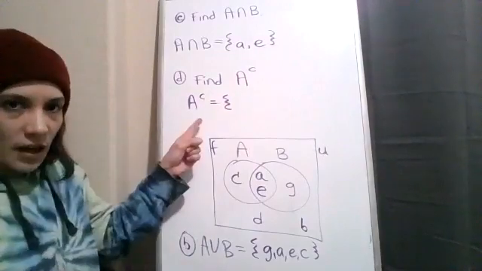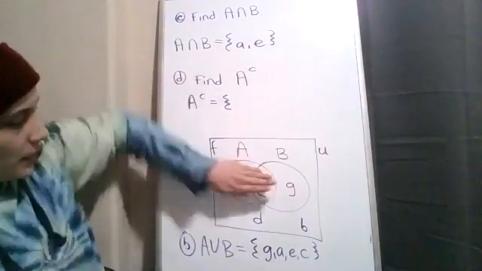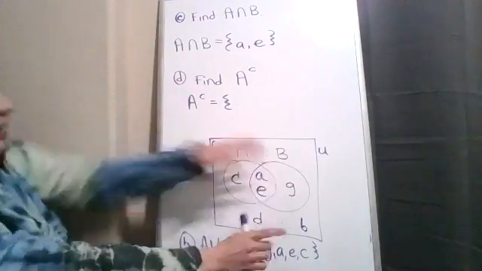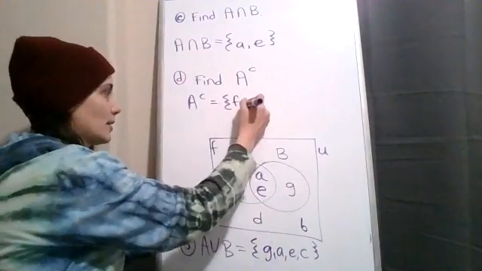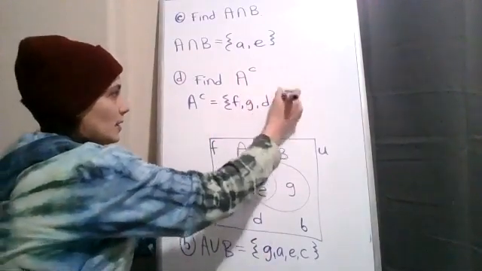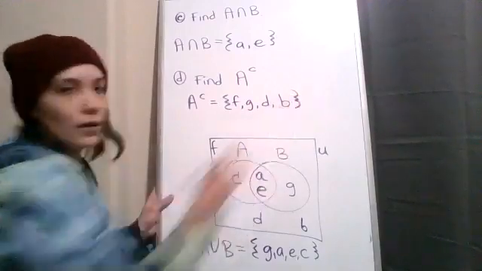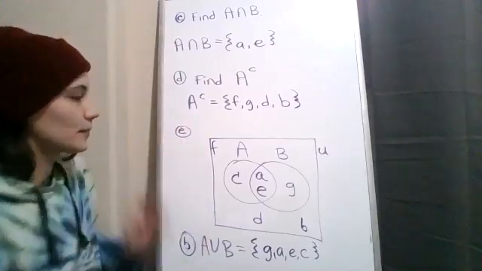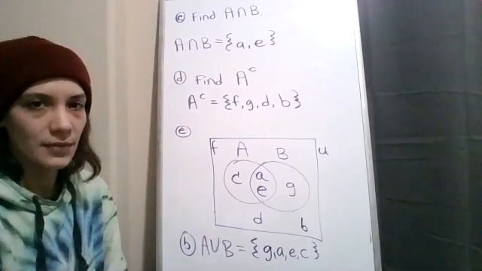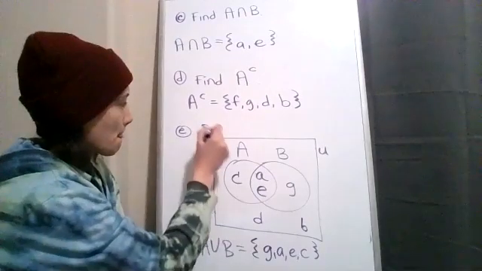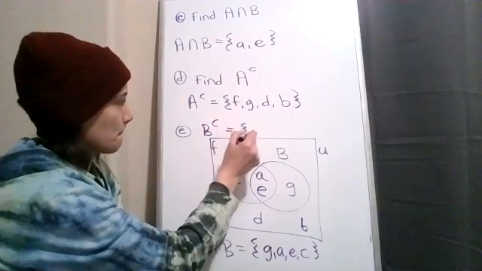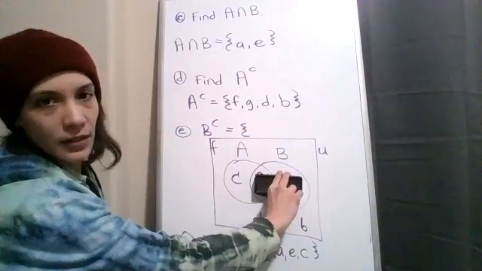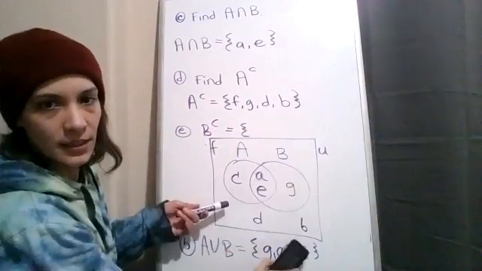Okay, so everything that's not in the set A, and using the picture, we block out set A, which has F, G, D, B. And close your set. Let's find B complement. So you block out what's in the set B, and what's left is F, C, D, B.